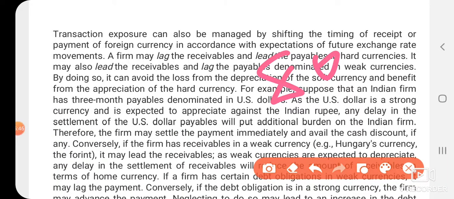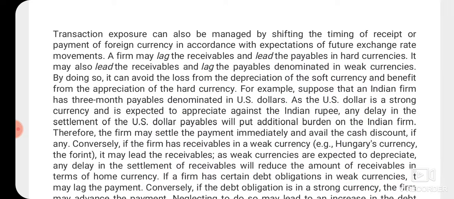There will be a more burden of still 8 rupees. More 8 rupees, isn't it? There will be a more burden to them. Why? Because there may be crores of transactions. In such a situation, there may be an additional burden to the other firm.